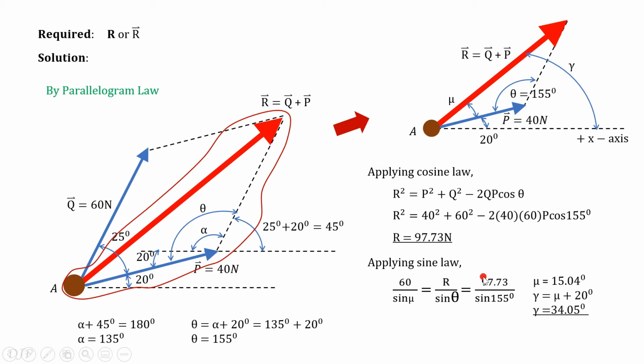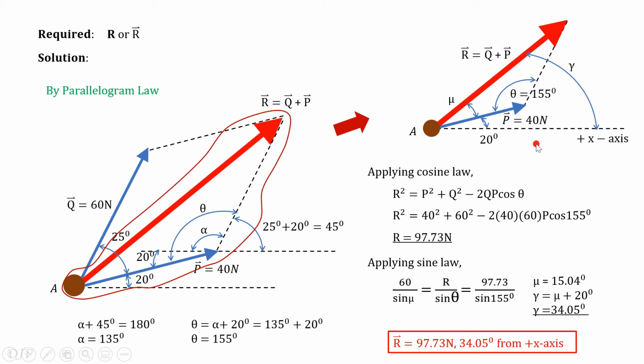With both magnitude and direction, we can therefore now have our final answer: the resultant force is equal to 97.73 Newton, 34.05 degrees from positive x-axis.